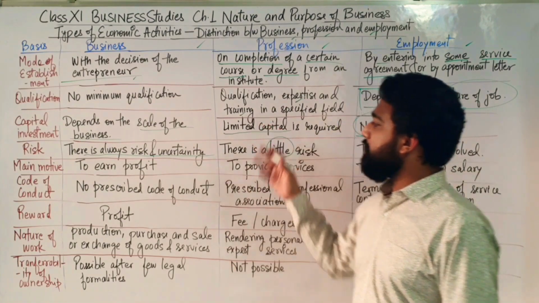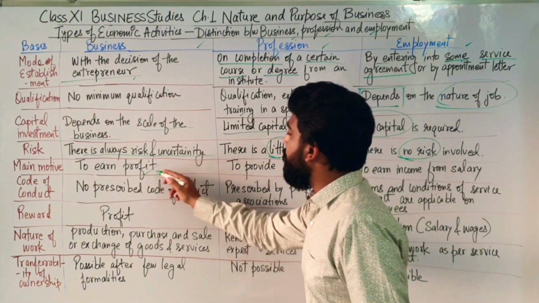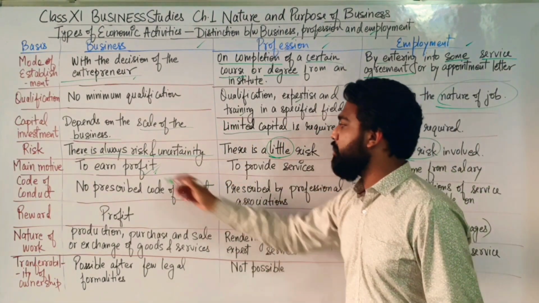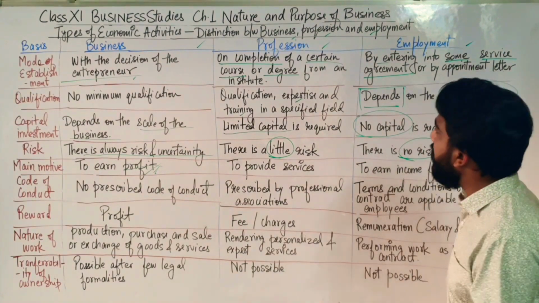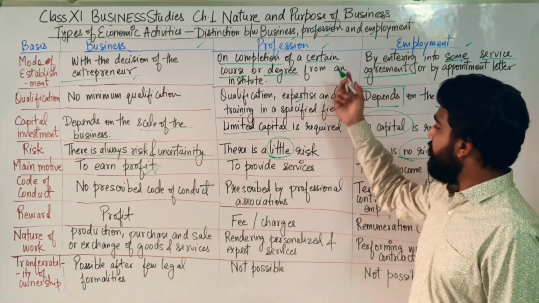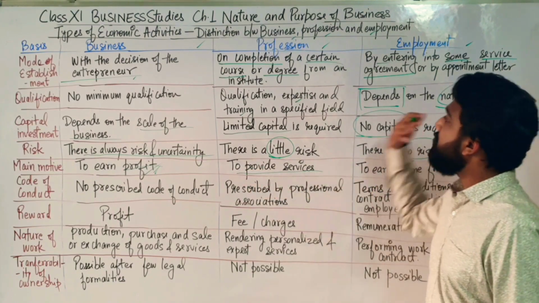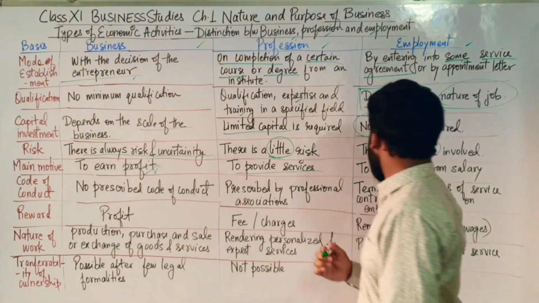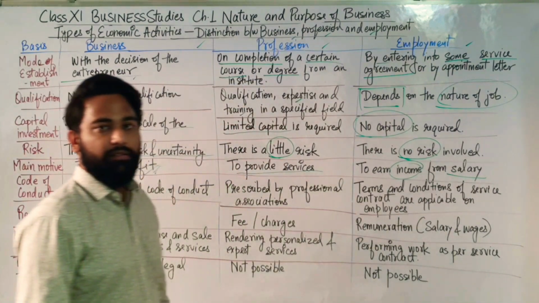Now, business. What is the main motive of business? It is to earn profit. The main objective of business is to earn some money, to earn profit. What is the purpose of profession? To provide services. As a teacher, I provide you service. What about employment? To earn income from salary.